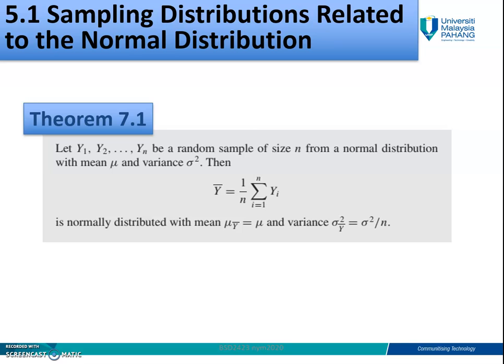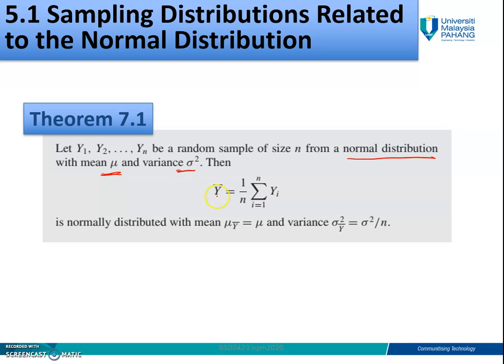By theorem 7.1, let's say you have Y1, Y2, ..., Yn, a random sample of size n from a normal distribution. So your Y1 from normal, Y2 from normal, Yn from normal distribution with mean mu and variance sigma square. Remember, when you have a normal distribution, you have two parameters. When you have a binomial distribution, you have two parameters as well. If you have a Poisson distribution, you have one parameter. So here, the normal distribution has mean mu and variance sigma square.